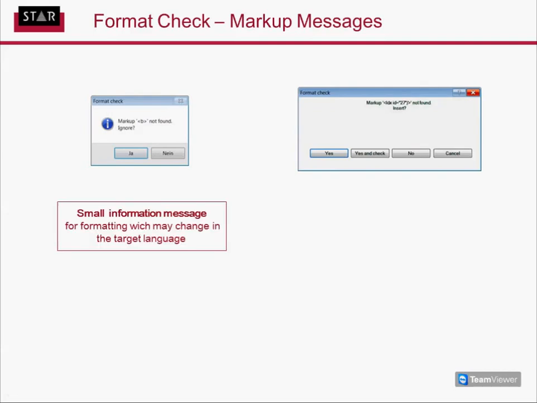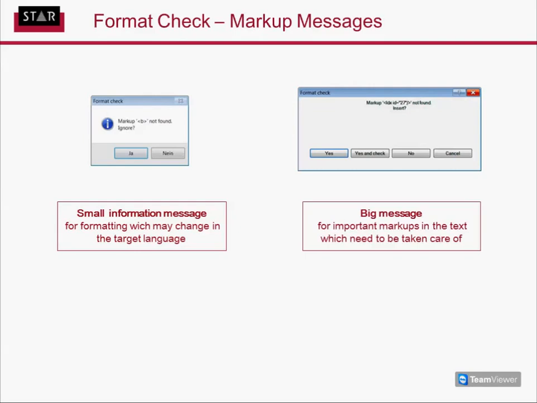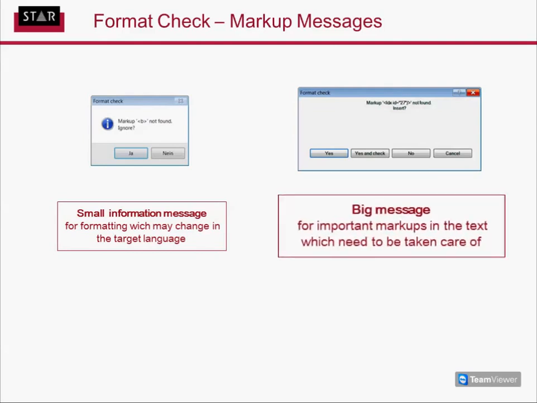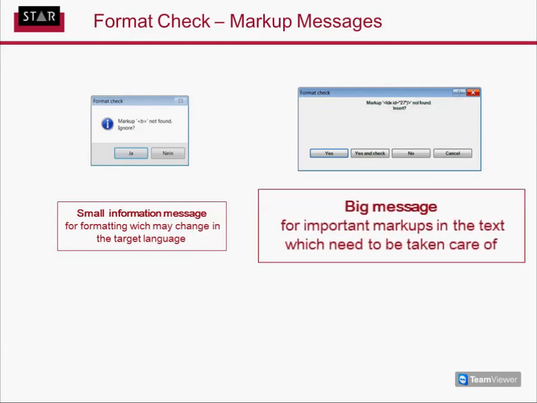So we have a small information message for formatting, which may change in the target language. And we have a big message for important markups in the text, which need to be taken care of. This is basically the two messages you can receive when you do the formatting codes check. And now you know how important it is to react or not react and correct the translation.